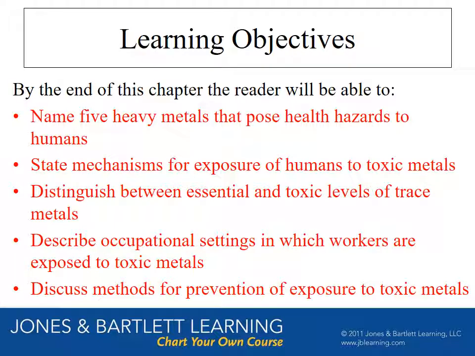By the end of this chapter and the presentation, you should be able to name at least 5 heavy metals that are hazards to humans, describe how people might be exposed to metals, distinguish between the role of essential and toxic levels of trace metals, think about occupational settings in which workers are exposed to metals, and discuss ways we can prevent exposure to metals.